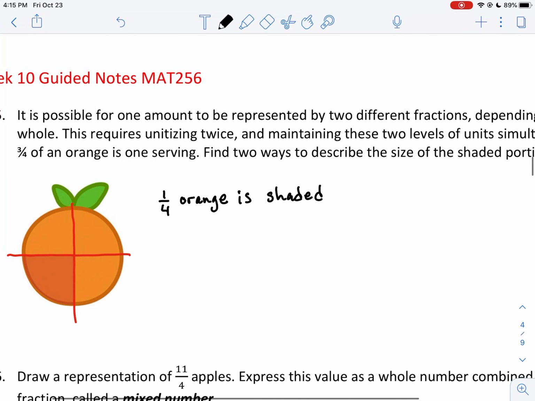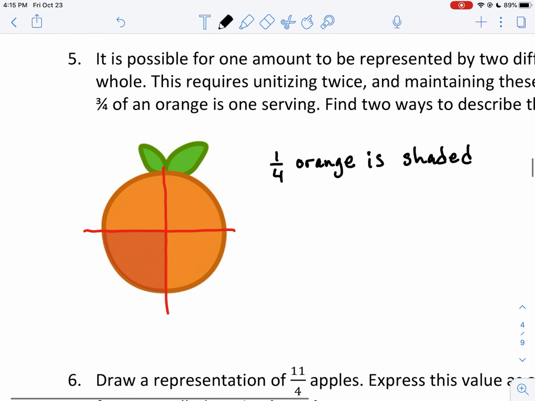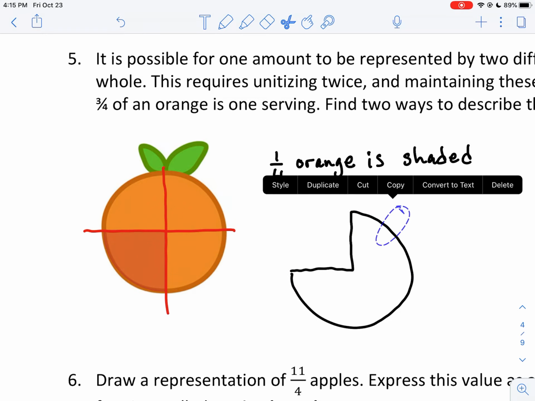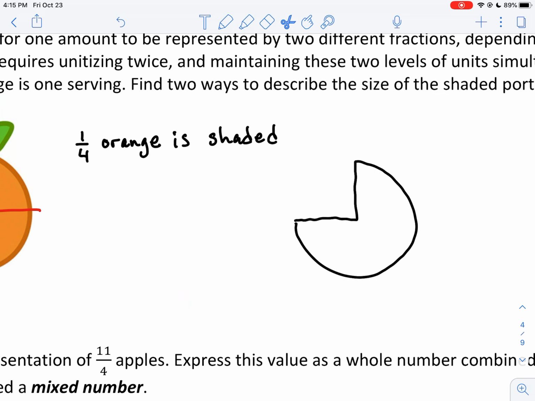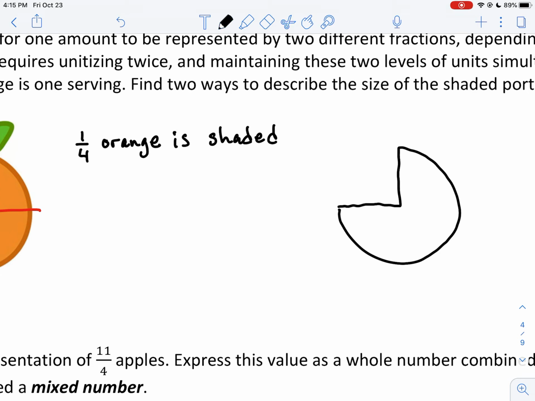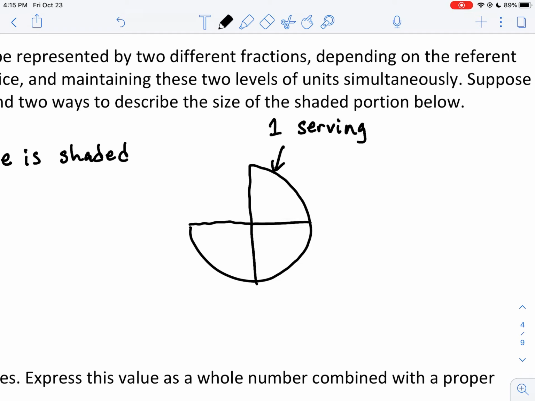However, 3/4 of an orange makes a serving, maybe a serving of vitamin C or something. So if I were to highlight 3/4 of that, it'll look something like this, right? This is a serving. Let's just point at this. This is 1 serving. If that's 1 serving, and then I break that here, and then I shade this portion, then how much is shaded?